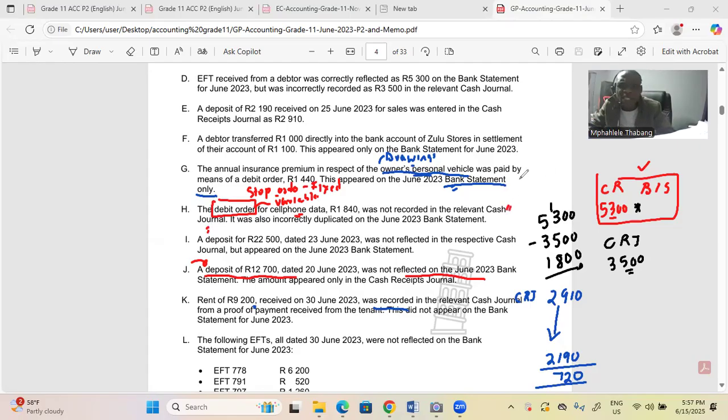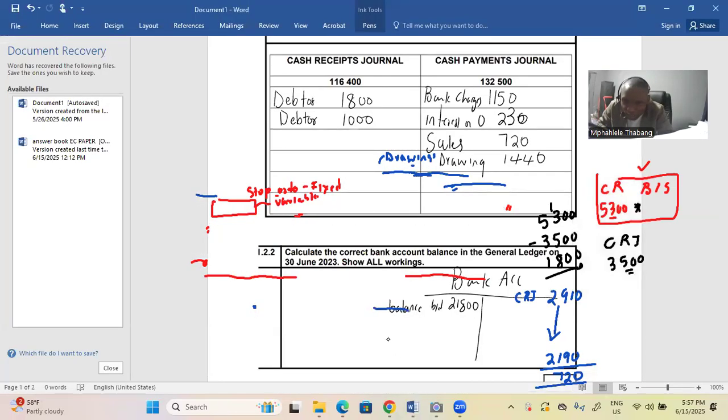Put this in CPJ because money is going out. We are paying for data. The business is paying for data, 1,840. And then they are saying it was also incorrectly duplicated on the bank statement. Oh, in the business, in the channel, it is not recorded. Let me start with the CPJ entry first. That's a simple entry. In the CPJ, I have to put 1,840. So let me go to my CPJ, put 1,840. It was for cell phone data.